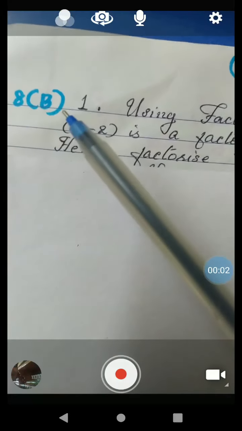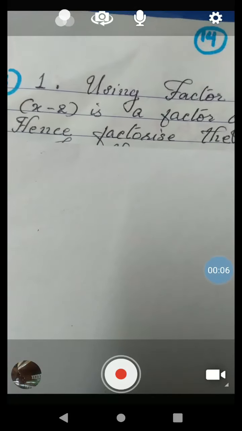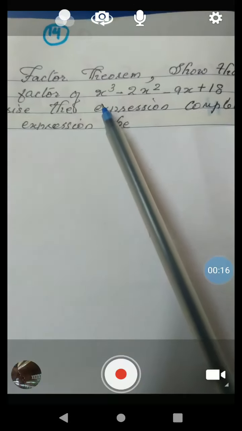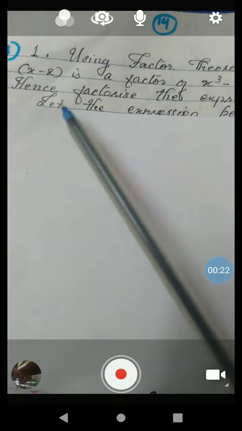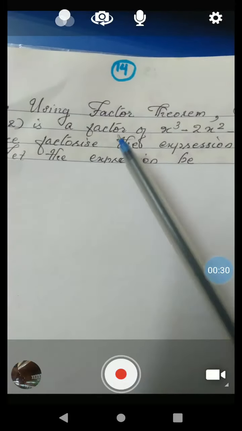Next, exercise 8b, first question. Using factor theorem, show that x minus 2 is a factor of x cube minus 2x square minus 9x plus 18. Hence, factorize the expression completely. That is the question. So, we have to factorize it also.